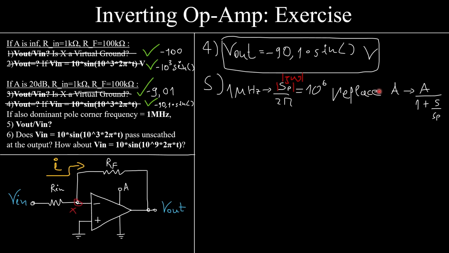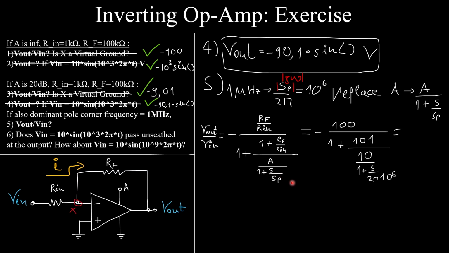I go ahead and replace the gain wherever I had it with the gain over 1 plus s over sp. This is the pole over here. So I go to my previous equation over here and I replace the gain down here with this value. Now I will go ahead and replace all the values over here just so I can make my life easier and find the result much faster. So I replace everything as I know it.